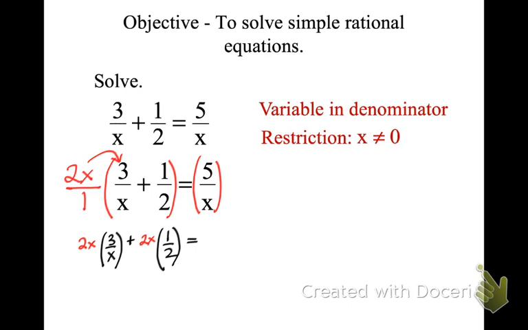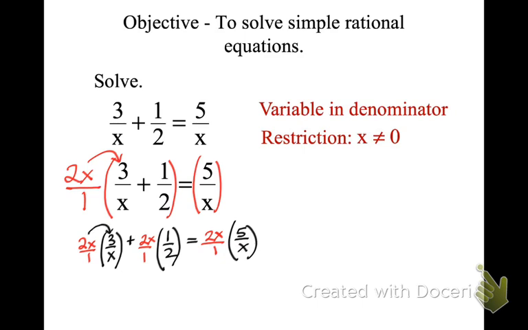Equals 2x times 5 over x. Now you can put that over 1 if you want. And notice that I'm distributing it to all terms, both sides. Why am I allowed to do this? Because this is all about equivalency. And an equation is still in balance as long as you do the same thing to both sides, all terms. It's a property of equality.